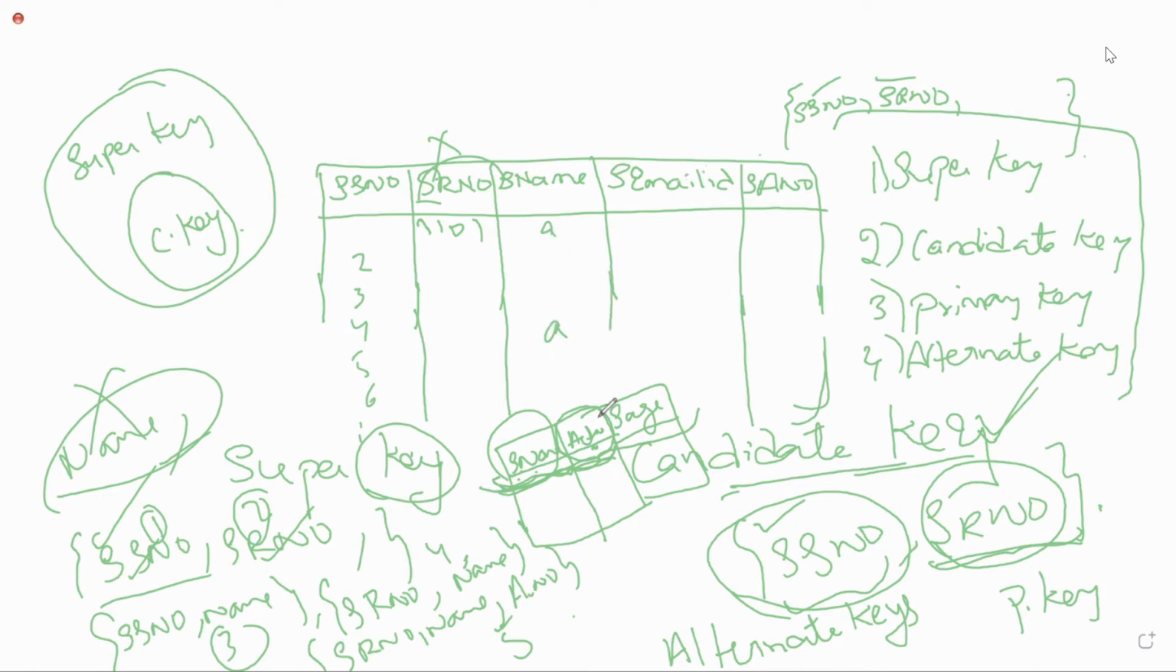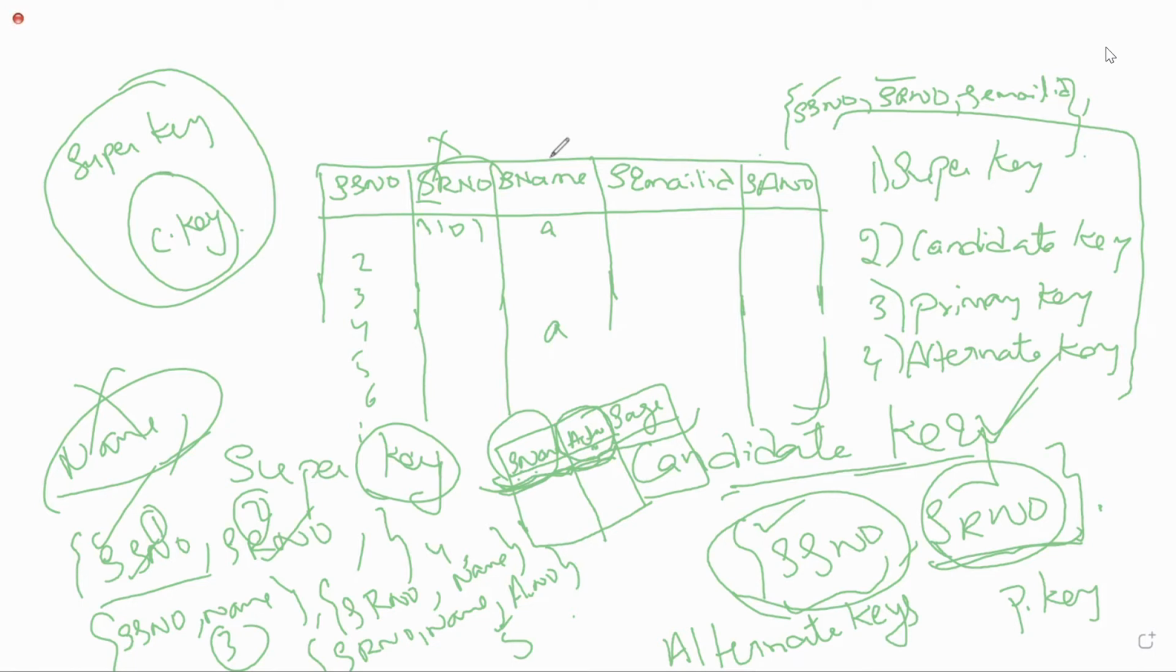And yes, you can write here student email ID. Also we can make a combination like student serial number and name. There is no restriction that only one attribute should be a key attribute. Maybe the combination of 2 attributes can give us the unique record.